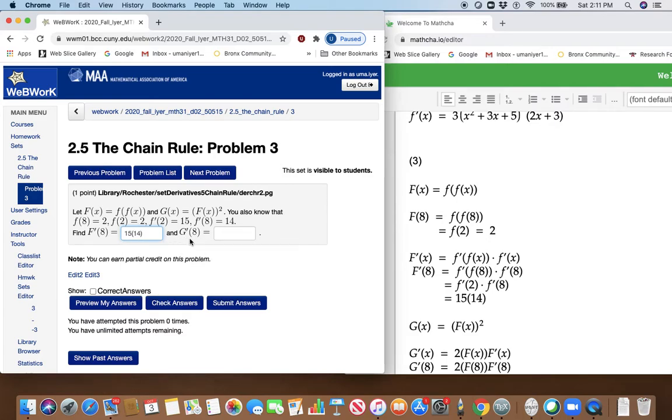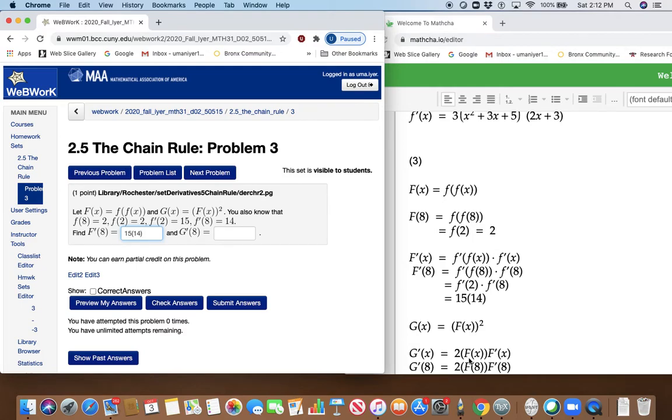Alright. Now G prime at 8. G is capital F(x) power 2. So the outer function now is power 2. So that power comes down and reduces the power. Inside is the same. I have not done anything. After I have tackled the outer function, go take the derivative of inside, F prime of 8.